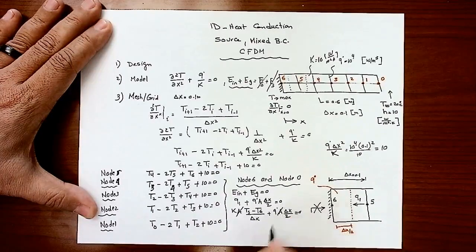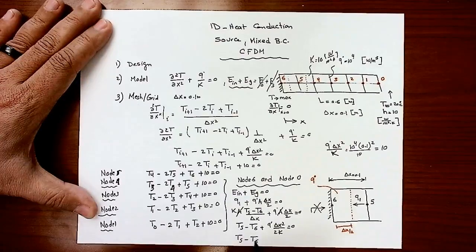A will cancel out. I will multiply the equation by delta x over K. I will have T5 minus T6 plus Q dot delta x squared over 2K equal 0. Q dot delta x squared over K gives me 10. Now I'm dividing by 2. So the equation will be T5 minus T6 plus 5 is equal to 0. And this is the equation for node 6.